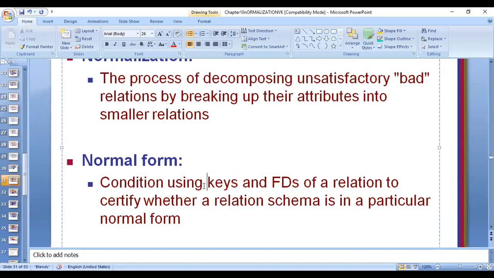So it is a situation using keys and functional dependencies of a relation to certify whether a relation schema is in a particular normal form. Now, this definition is not very user friendly, so let us define it in simple terms. Normal form is a phase. A normal form is a state in the process of normalization wherein a particular level is reached.